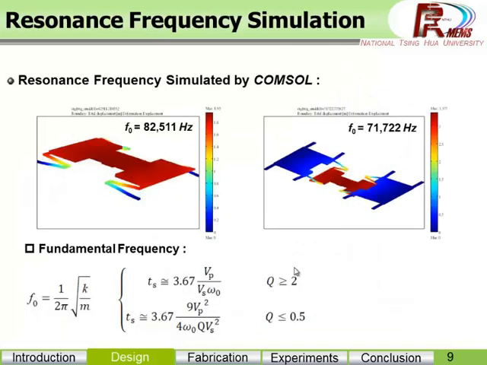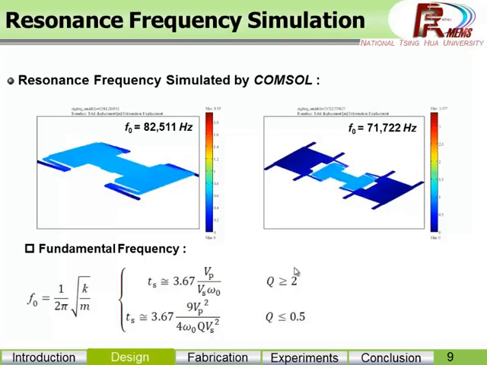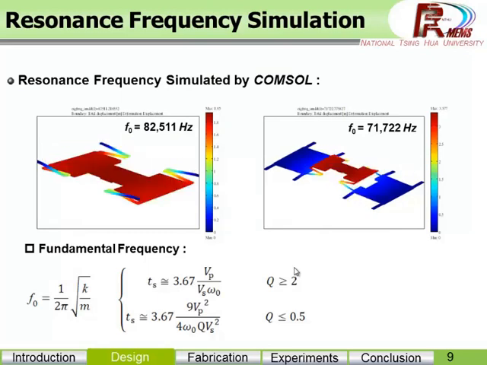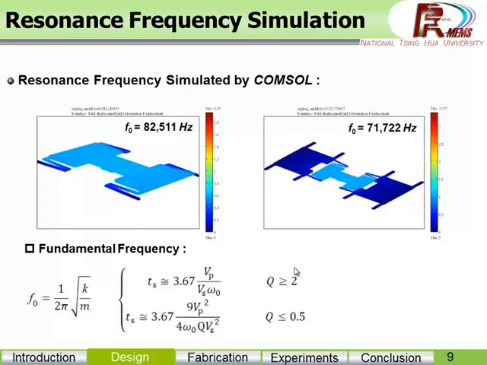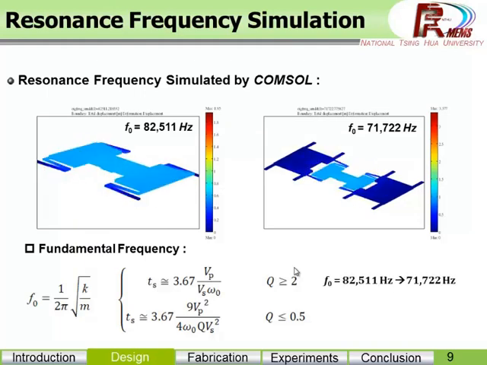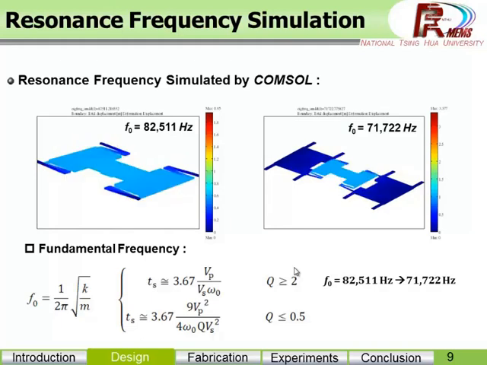And we know that the switching time is inverse to the fundamental frequency as shown in the formula. So here shows the resonance frequency simulation by COMSOL, and the frequency of the fundamental mode of the switch structure decreases from 82 kHz to 72 kHz. It's just a little bit of change. So we can indicate that the switching time doesn't get affected much.